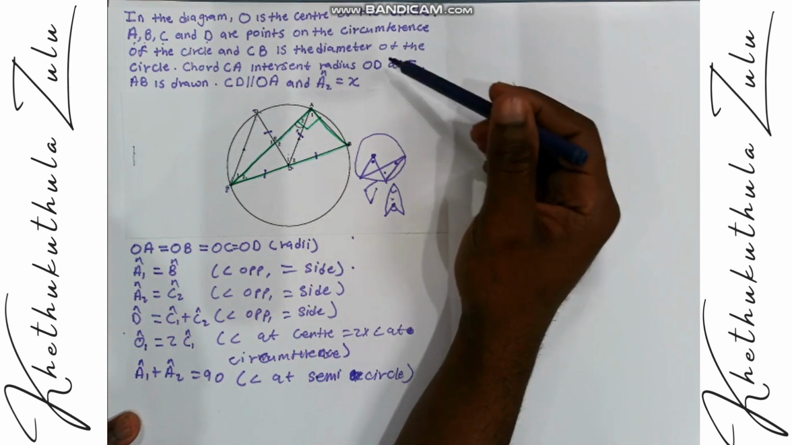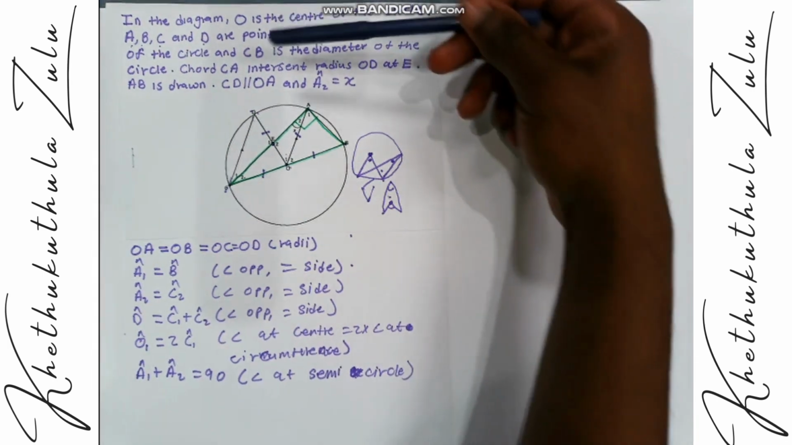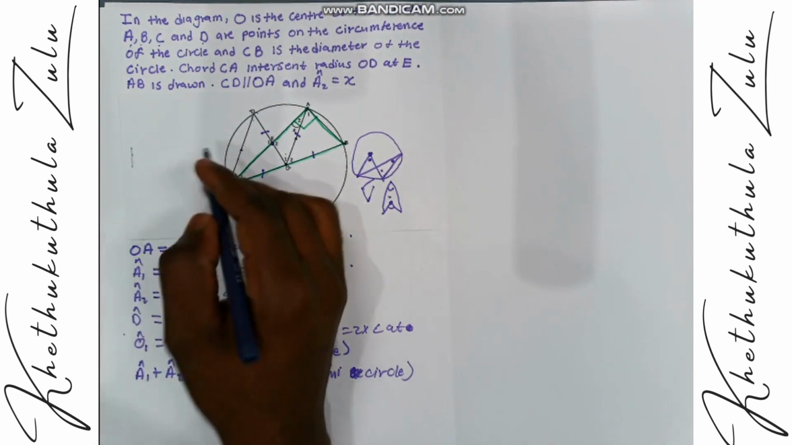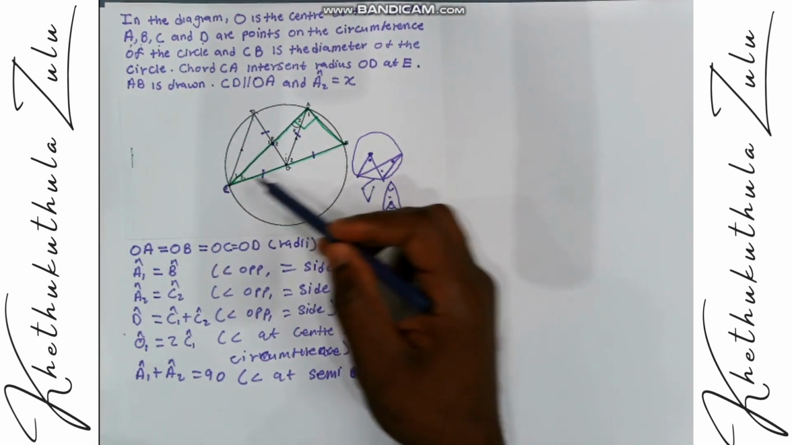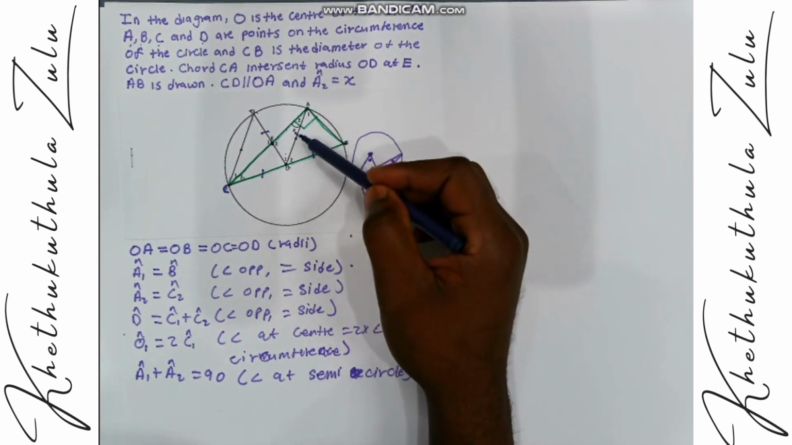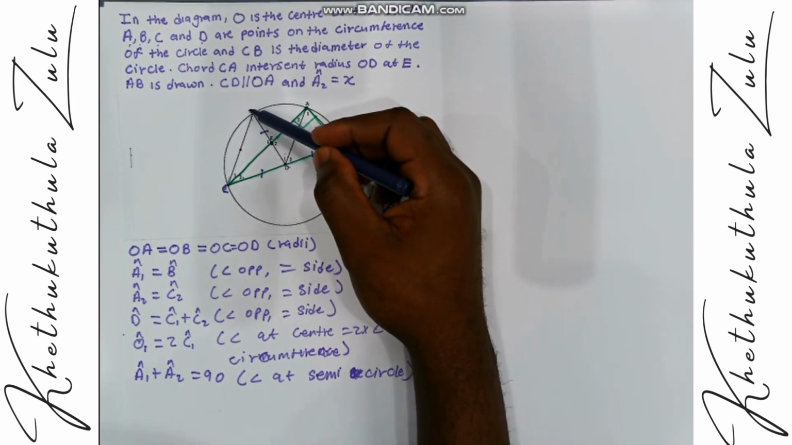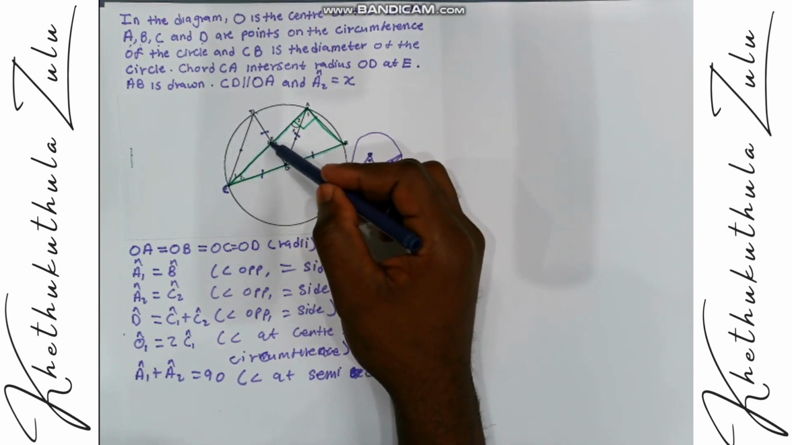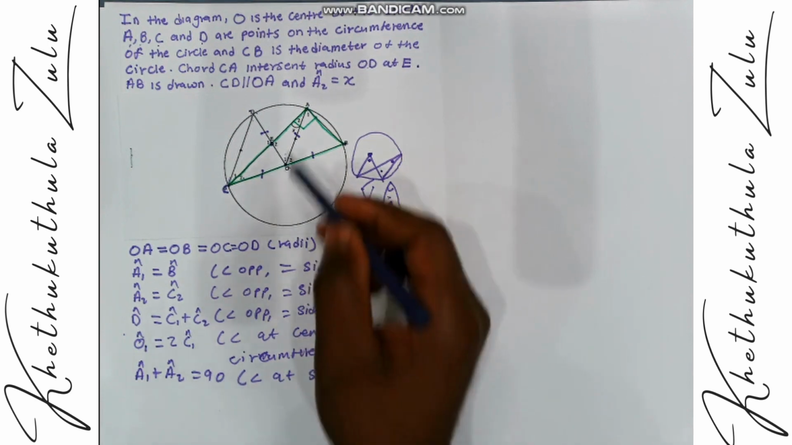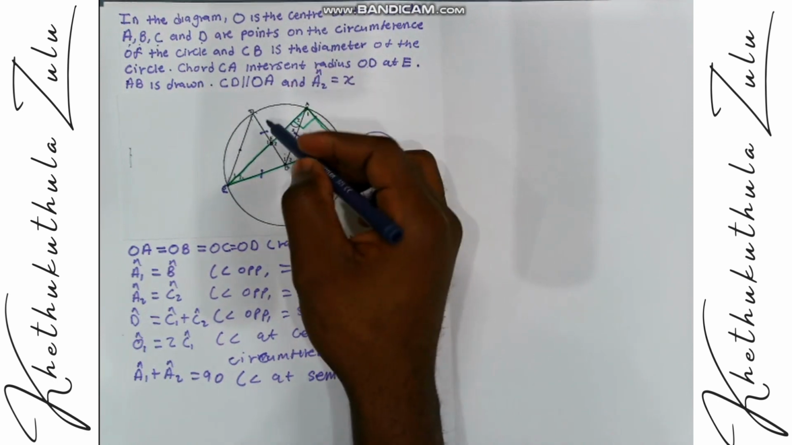And then now coming to the statement where it's saying a chord CA, this is C, it's saying CA intersects a radius, which radius? OD at point E. What does that mean? Now we have this chord which is CA, and we also have this radius which is OD, but they intersect here.